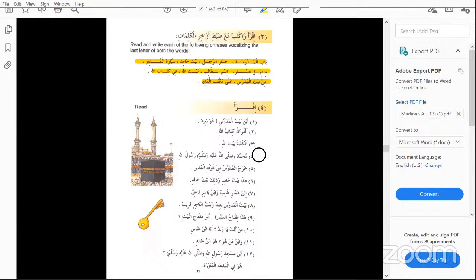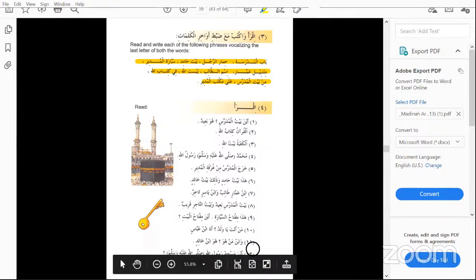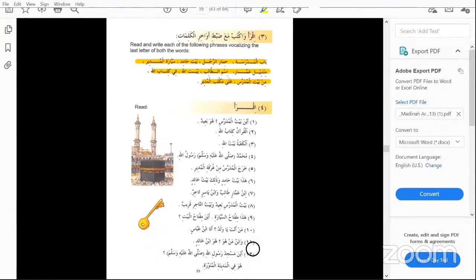Can I have sister Zahira on the mic now? Sister Zahira? Oh, sorry, I was on mute. No problem. Man anta ya waladu. Who are you, O boy? Ana ibnu Abbasin. I am Abbas's son. Wabnu man huwa. Whose son is he? Huwa ibnu Khalidin. He is Khalid's son. Aina masjidu Rasulillahi sallallahu alayhi wa sallam. Where is the mosque of Rasulullah? Huwa fil Madinatil Munawwara. It is in Medina.